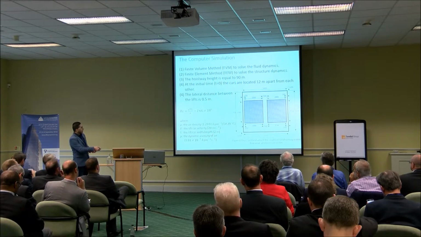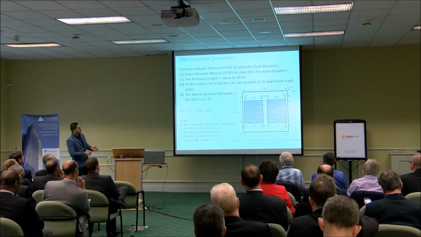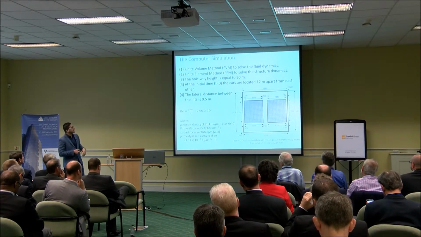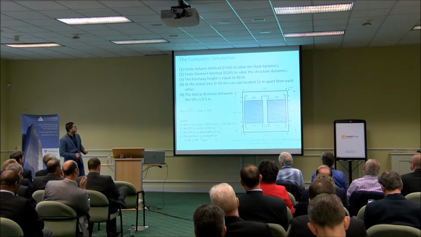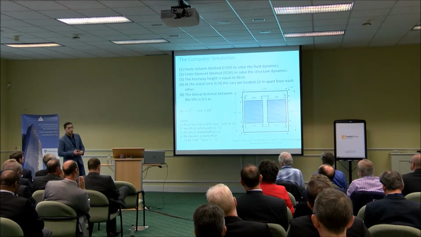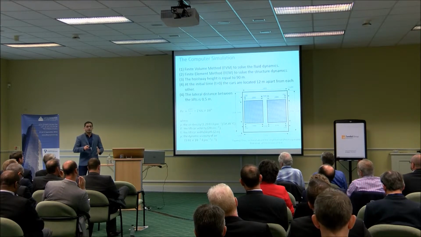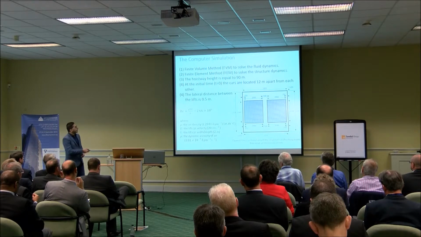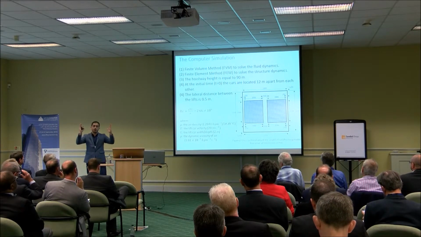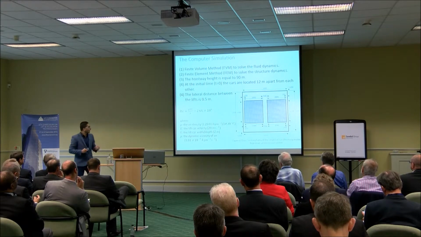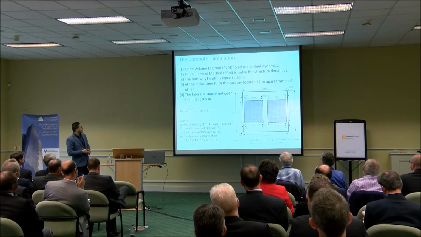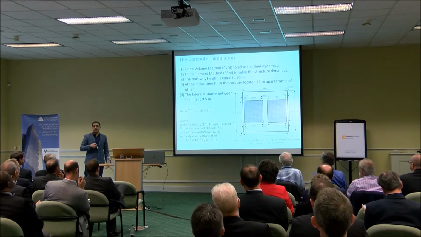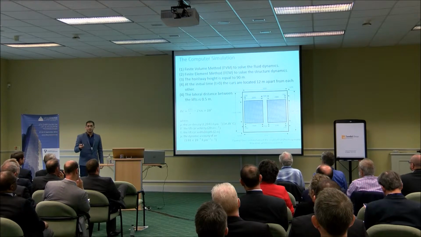This figure shows the cross-sectional area of the simplified hoistway. The hoistway height is 90 meters, and the initial time is at t equals 0. The two cars are actually located 12 meters apart from each other. The horizontal distance between the two cars is ½ meter. The large Reynolds number results in 2.6 million. This would clearly lead us to consider the flow as a turbulent flow.